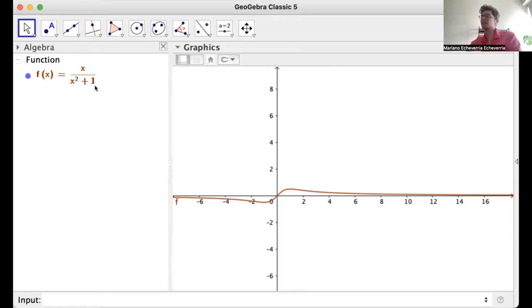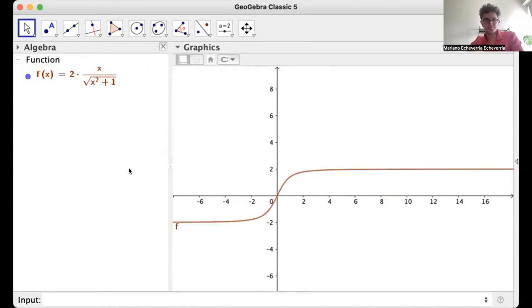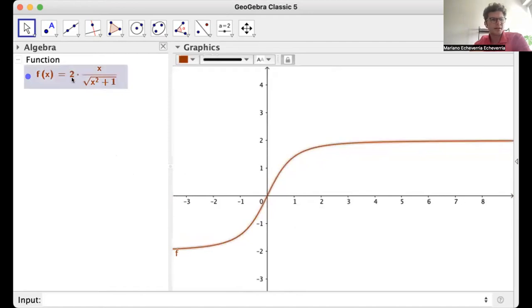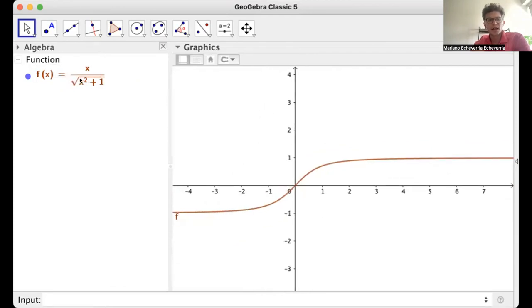Now there are other cases, for example, I could give you something like this. And we're about to analyze all of this in a second. This is more interesting, right? So what's happening here? In fact, I don't need the two here, it's just for aesthetic purposes. Now I kept the numerator the same as in the previous example, leaving it as x, but I'm now taking the square root of the denominator.